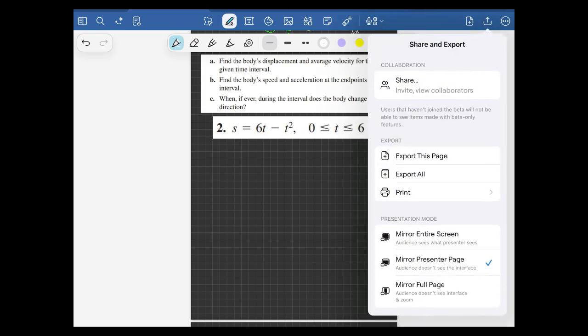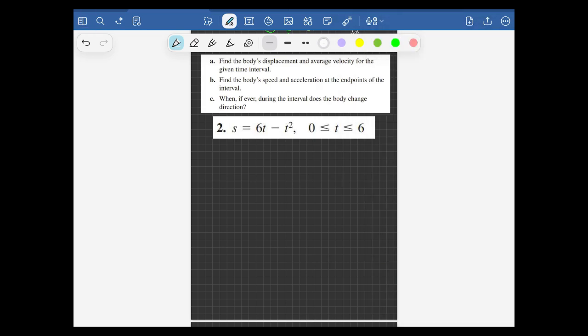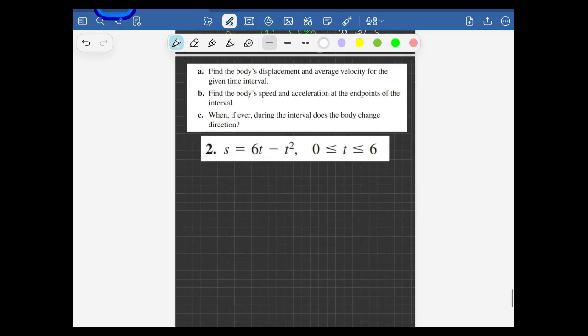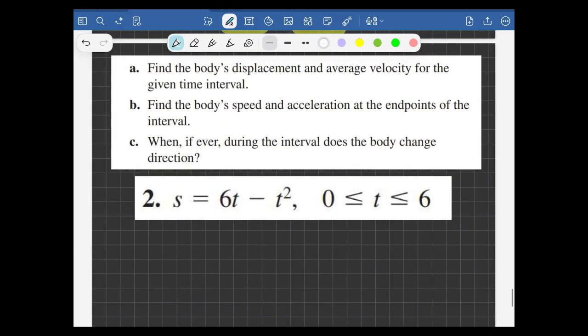Okay, for question number 2, it says the same thing. We are given a function of the displacement and a time interval 0 to 6, and we have to answer the same questions again: displacement of the body, average velocity, and all the things we just went through in the first part. So let's work out the first part of the question, which says find the displacement and average velocity.